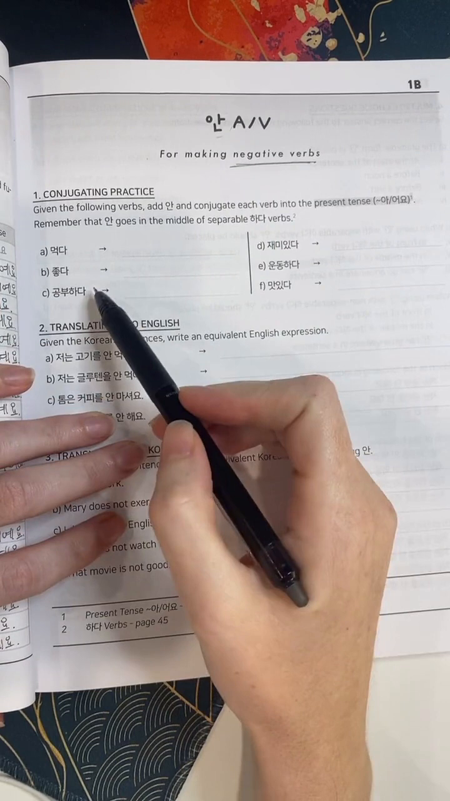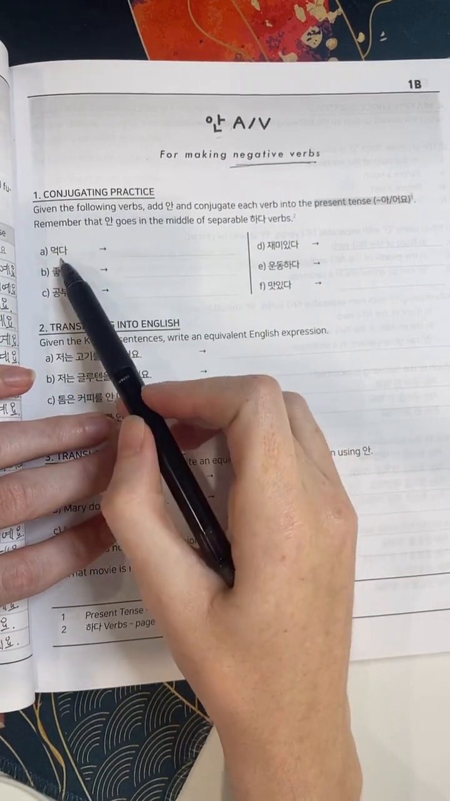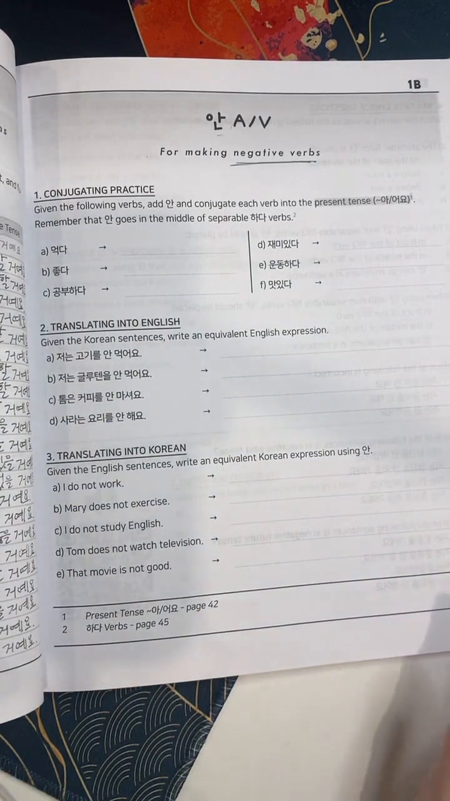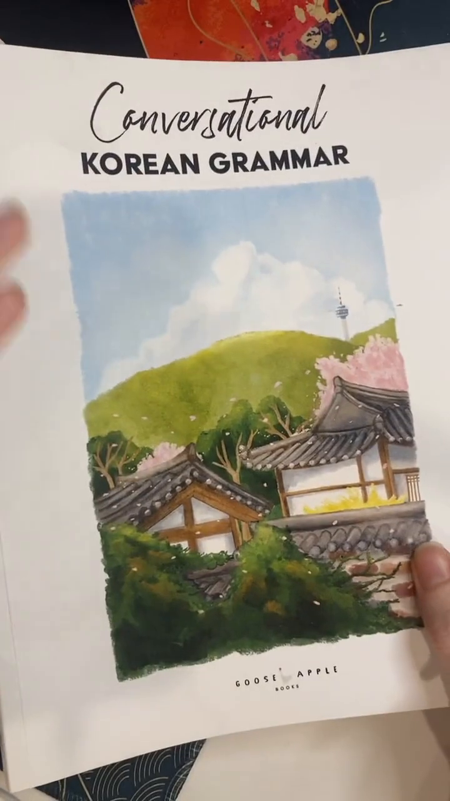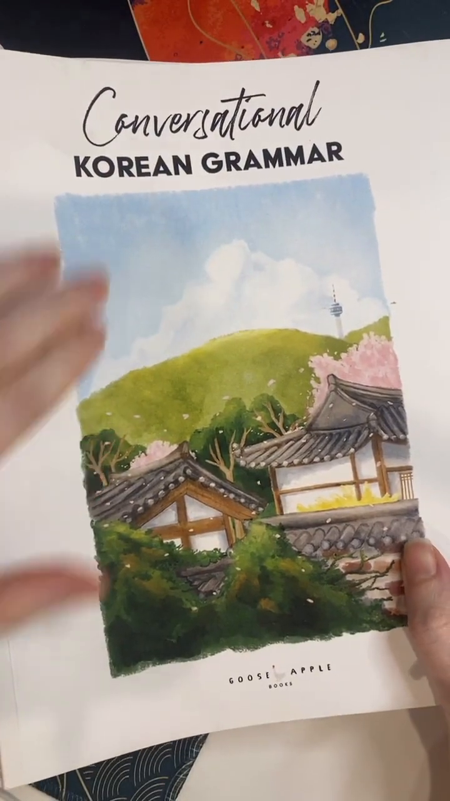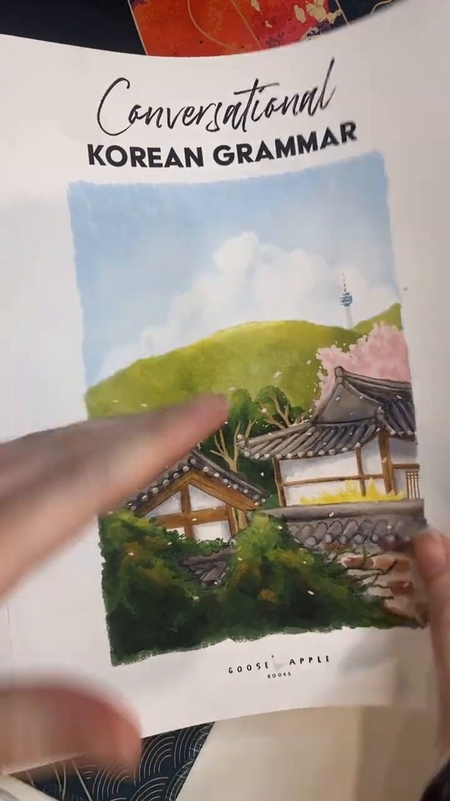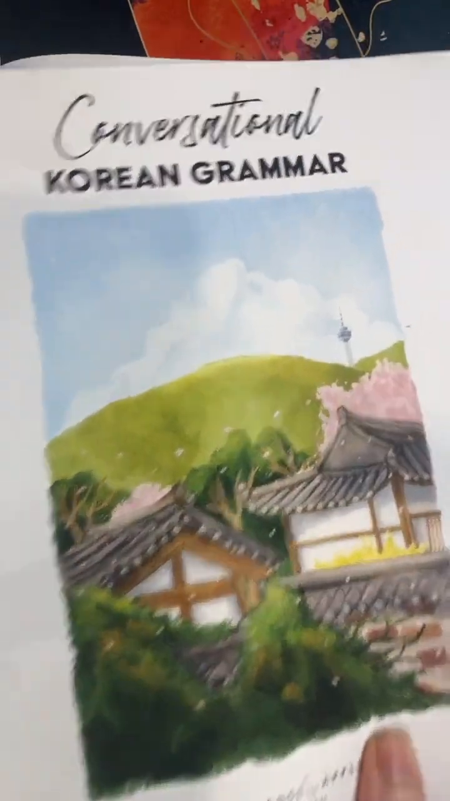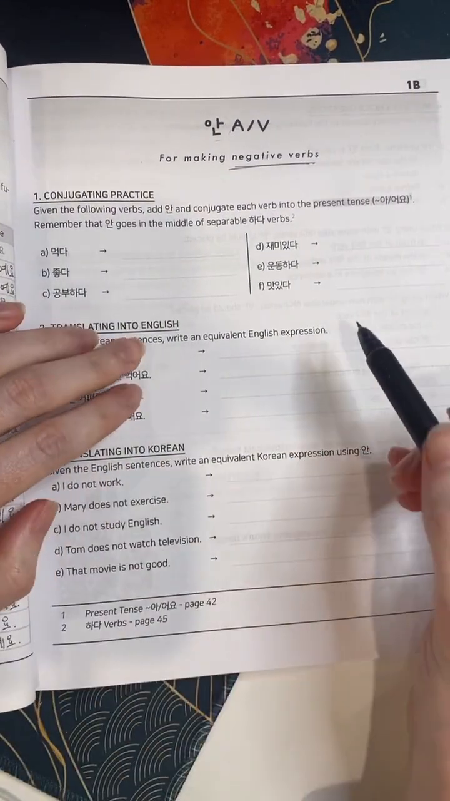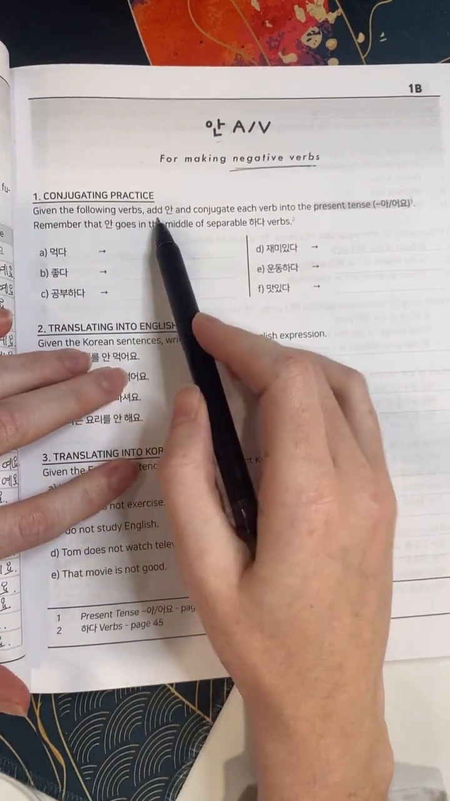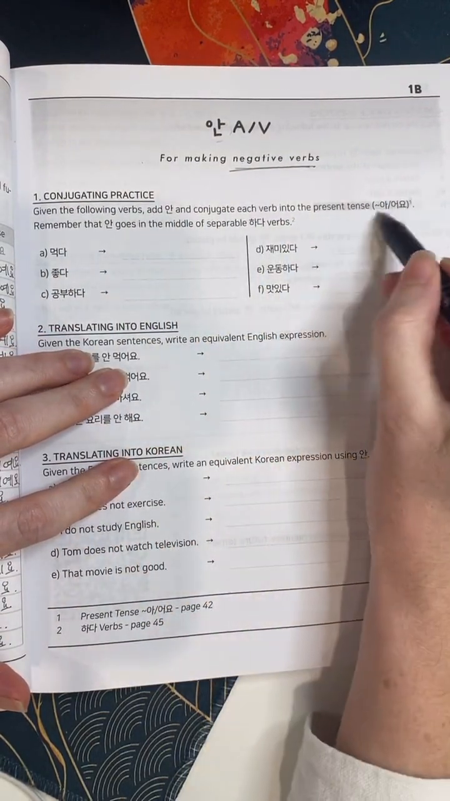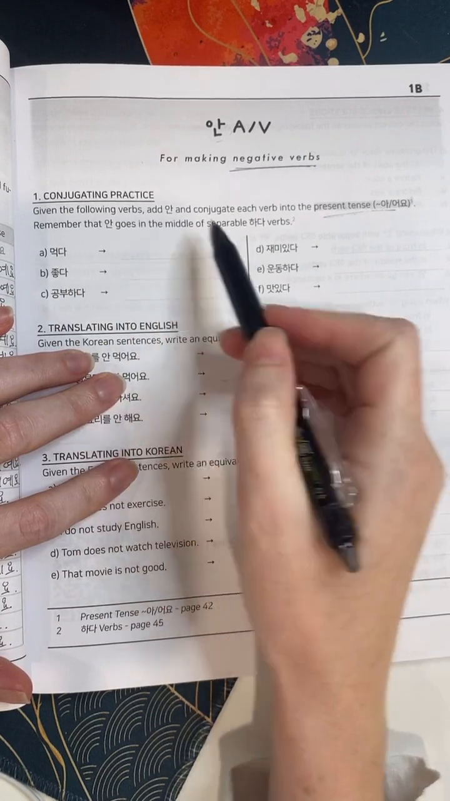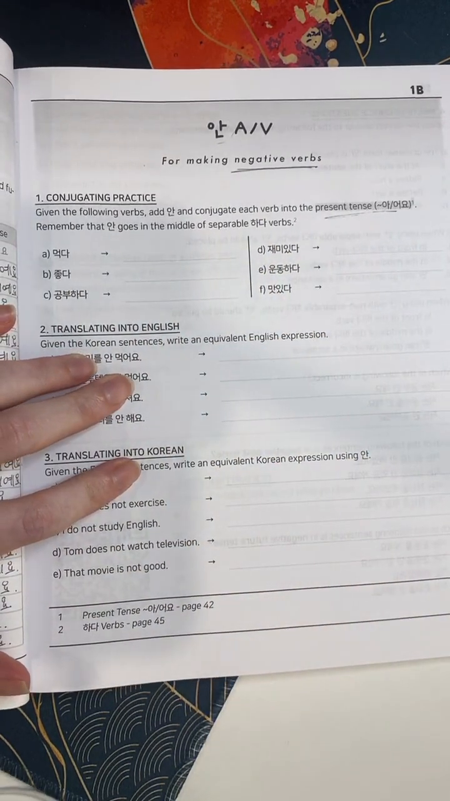Okay, so the first exercise that we have is just conjugating with 안. By the way, remember that this workbook is supported by the textbook. So if you are not sure where to start or what's going on, make sure you check out the textbook first. So first you read the chapter in the textbook, and then afterwards you answer the questions in the workbook. Exercise 1 is, given the following verbs, add 안 and conjugate each verb into the present tense. We learned about that in a previous chapter. Remember that 안 goes in the middle of separable 하다 verbs. So we'll look at this a little bit as well.